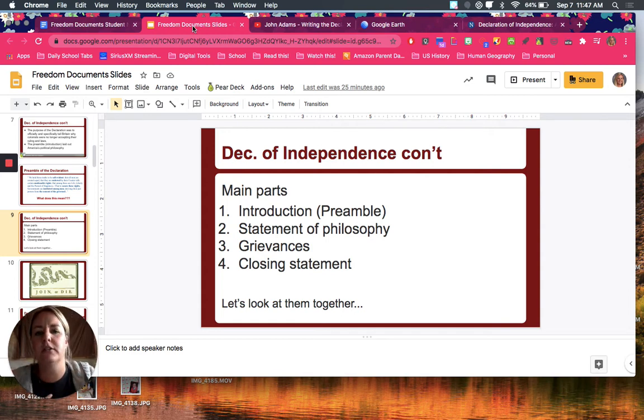So who are we to challenge Great Britain? But we did it anyway. Thankfully, it worked out, and we'll get into that later.